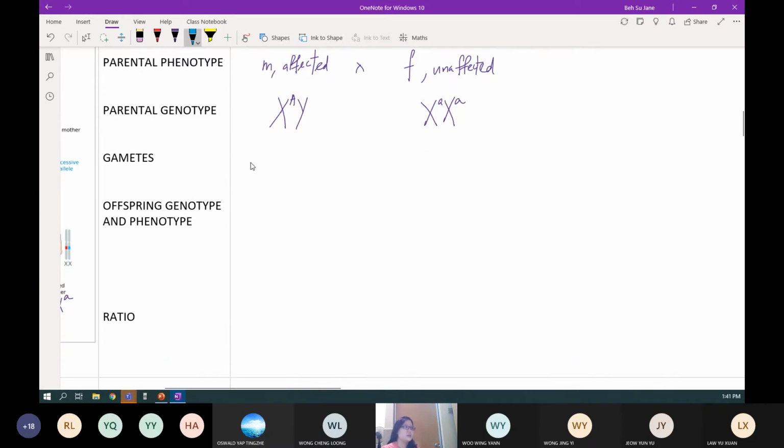Now let's look at the gametes. I'm just going to continue using this pen because it's a nice, beautiful color. Yay! So those alleles are going to separate from each other. So we have this, all right? In this case, it's homozygous, so I'm just going to draw one. All right, so let's draw the Punnett square next.